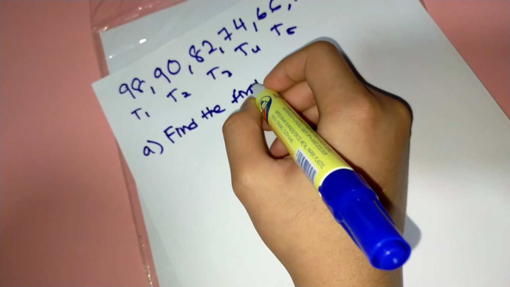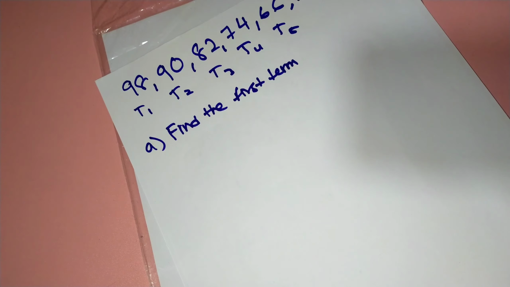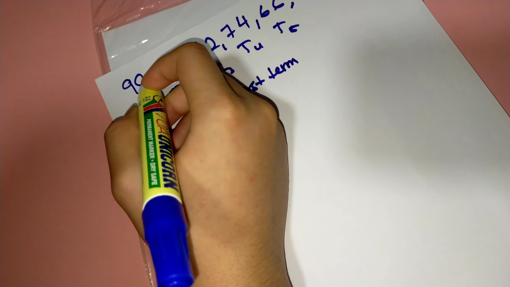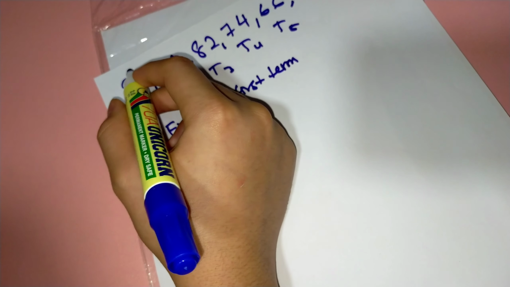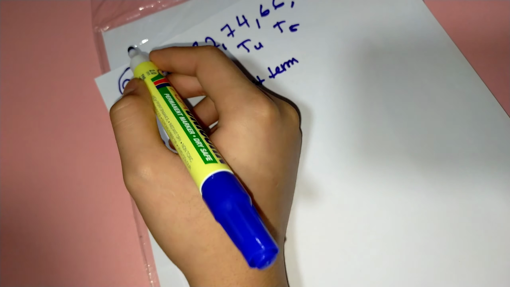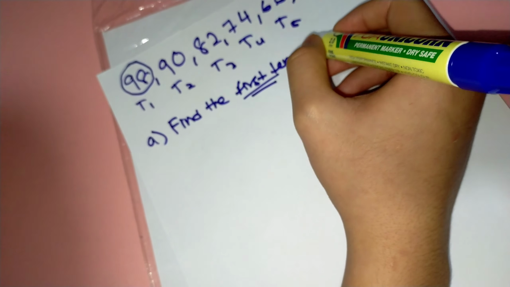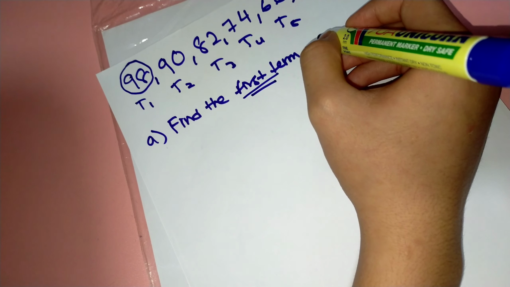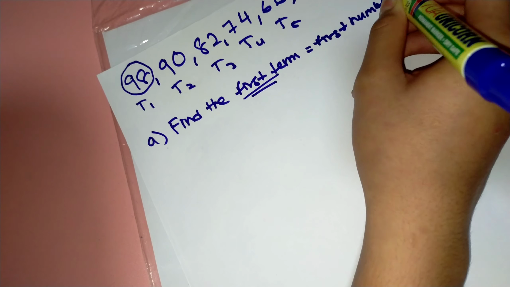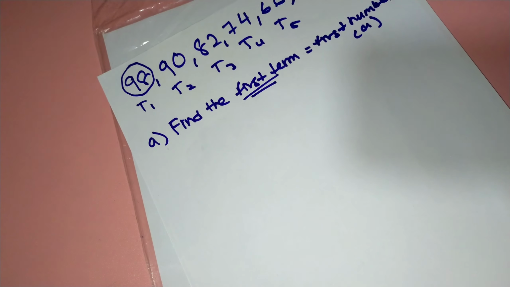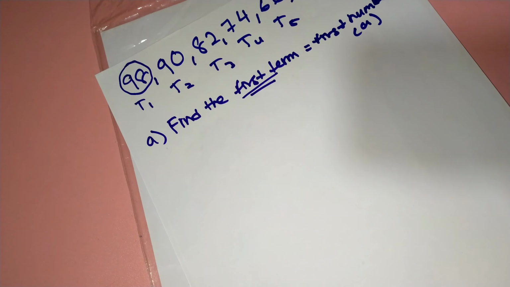So basically the question will ask us to find the first term. I have explained it: B1 is the first term, which is equal to the first number, which stands for A. So it's quite easy to find the first term.